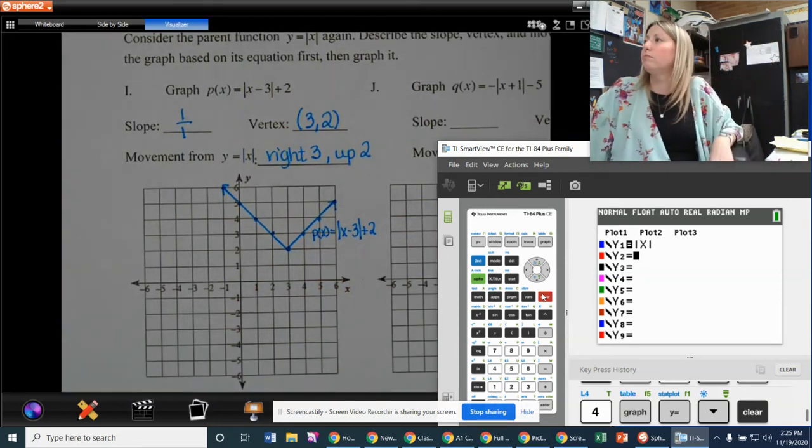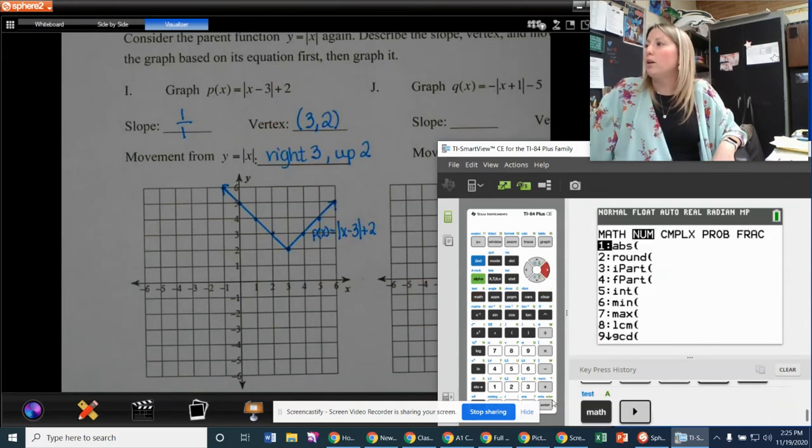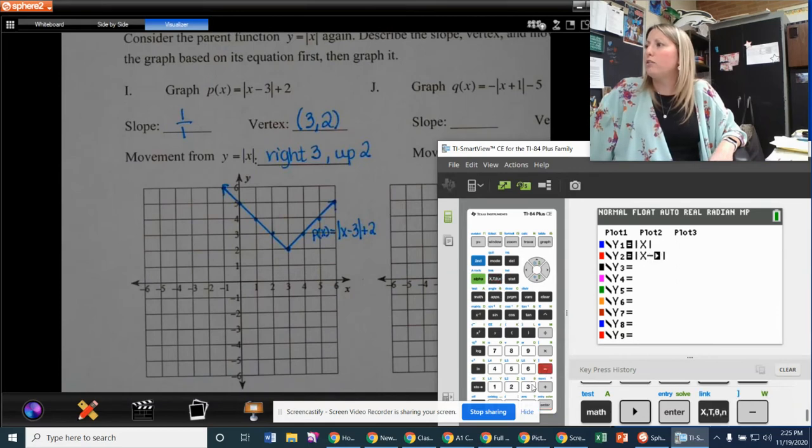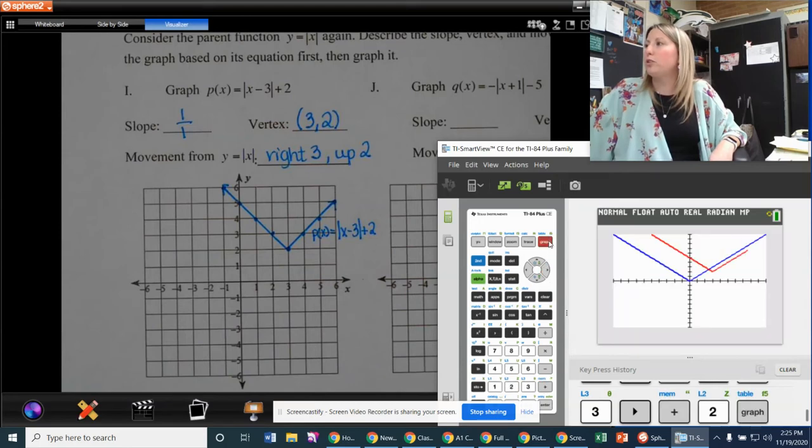Prove it. Over here. Math, arrow right to number, ABS. You've got X minus 3 inside, arrow to the right, plus 2 outside. Press graph to see both.